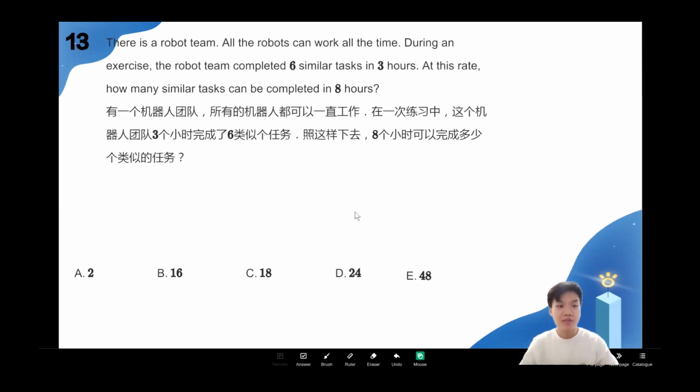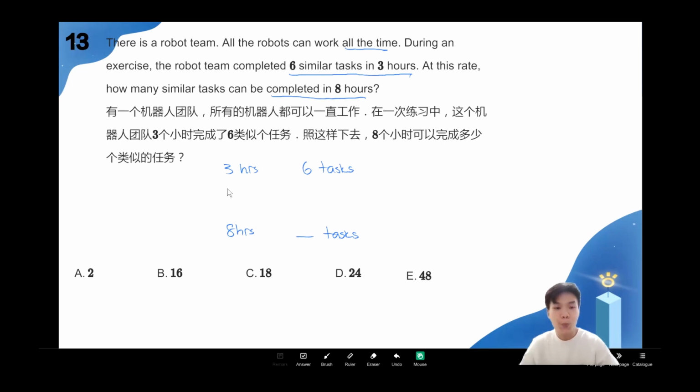Question 13. There is a robot team. All the robots can work all the time. During an exercise, the robot team completed 6 similar tasks in 3 hours. At this rate, how many similar tasks can be completed in 8 hours? In 3 hours' time, it can complete 6 tasks. The question would like to ask, in 8 hours' time, how many tasks are able to be completed?